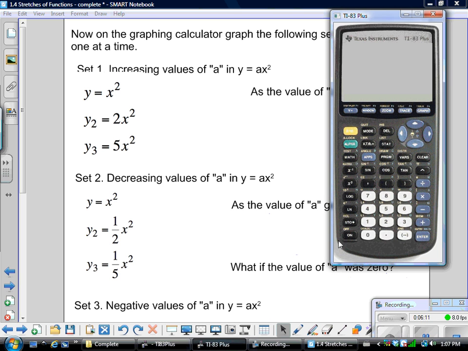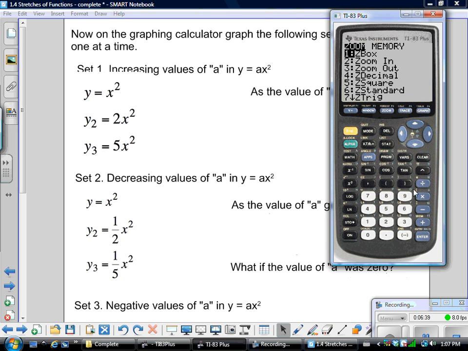So again, I'm going to bring up the graphing calculator and enter the values. I guess I should have cleared all that. So x squared. The next one is going to be 2x squared, and the last one is going to be 5x squared. So now when I graph it, you can see this is what I end up with.